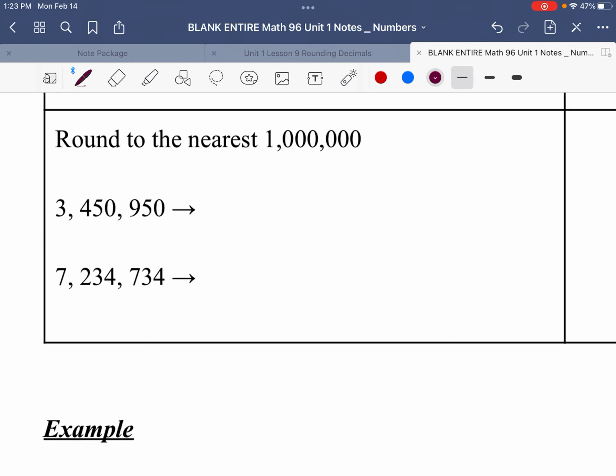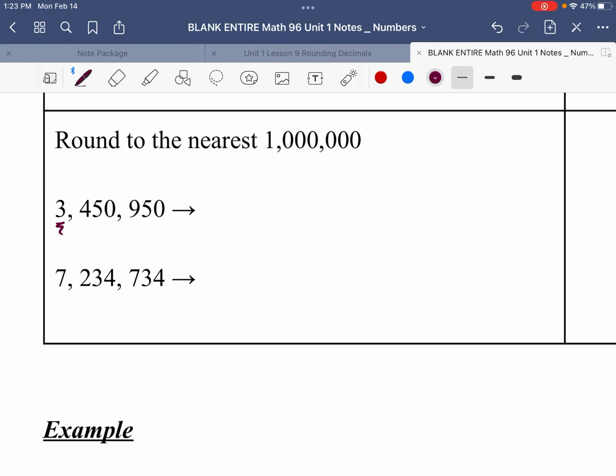Let's round these to the nearest million. So there's a 3. Check to the right, it's a 4, so we round down to 3 million. Same thing here, check the 7, we round down to 7 million.